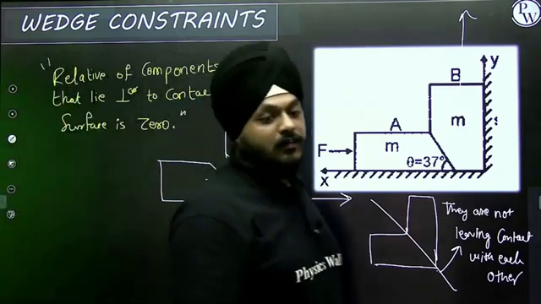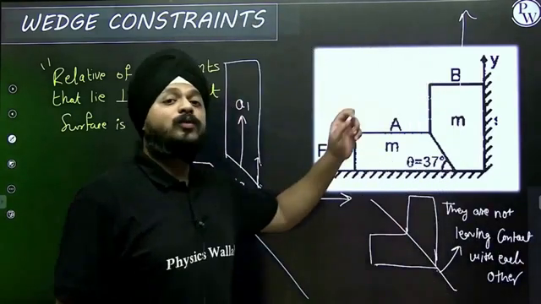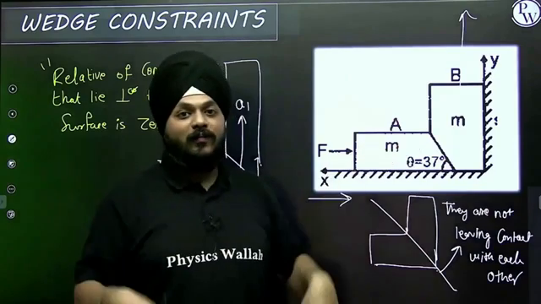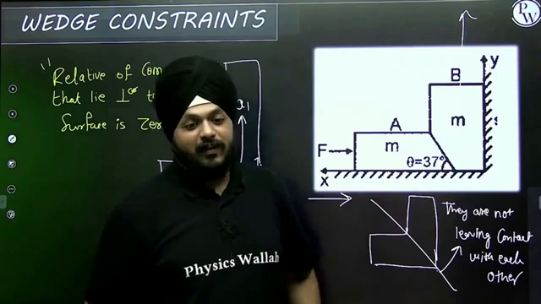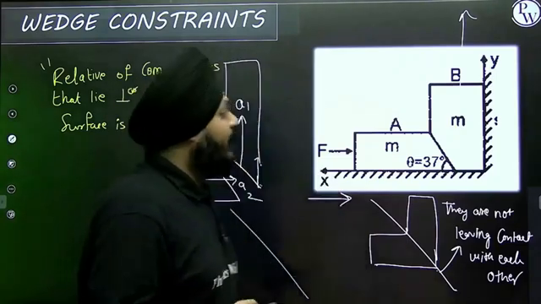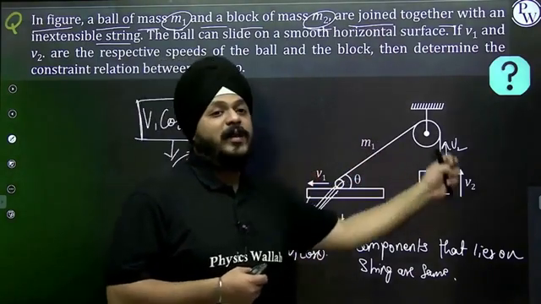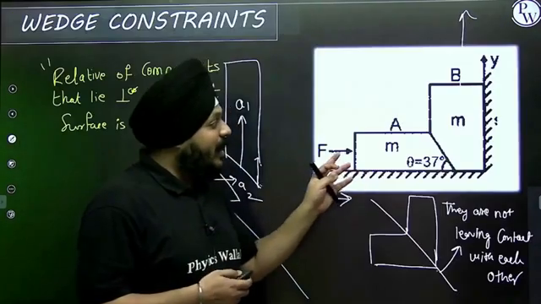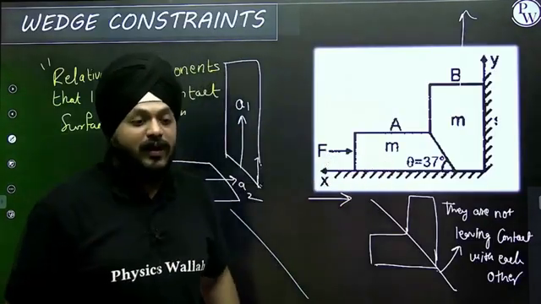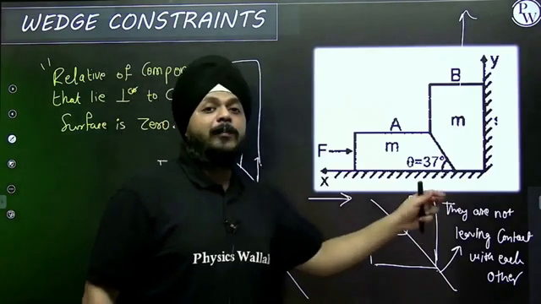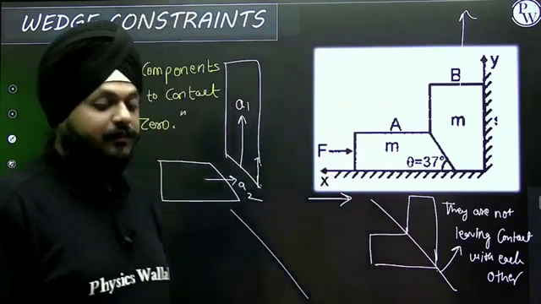Why? Both of the blocks are restricted to move with respect to each other, but they are connected by an intermediate thing. In the previous case they were connected by strings. In this case they are connected by the contact surfaces. So the perpendicular component will not contribute to the motion with respect to the contact surface.